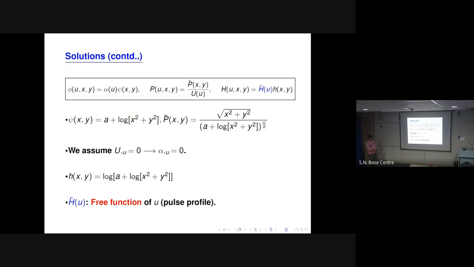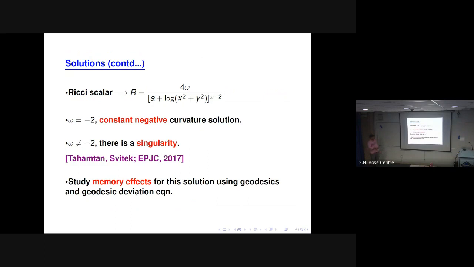So this is again chosen as a pulse domain. And we find a Ricci scalar like this, which has similarities. So omega equal to minus 2 is the only constant negative curvature solution. For omega not equal to minus 2, there is a simple effect. So we now study memory effects using geodesics and the deviation equation.